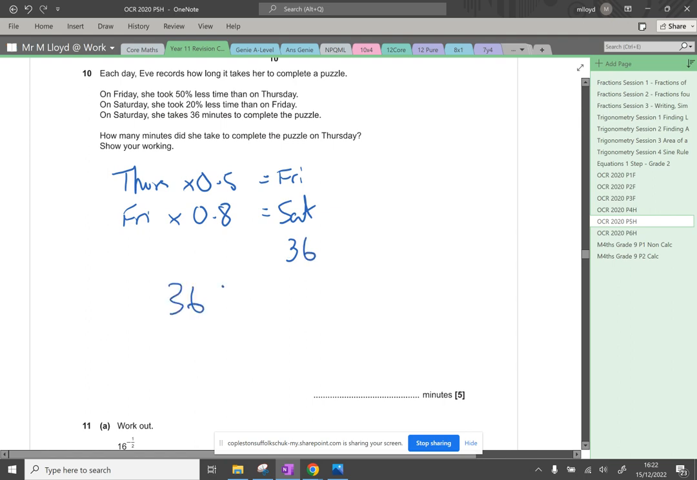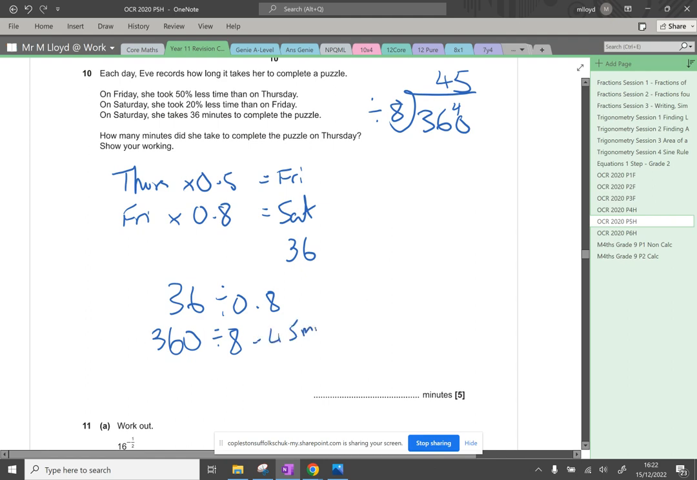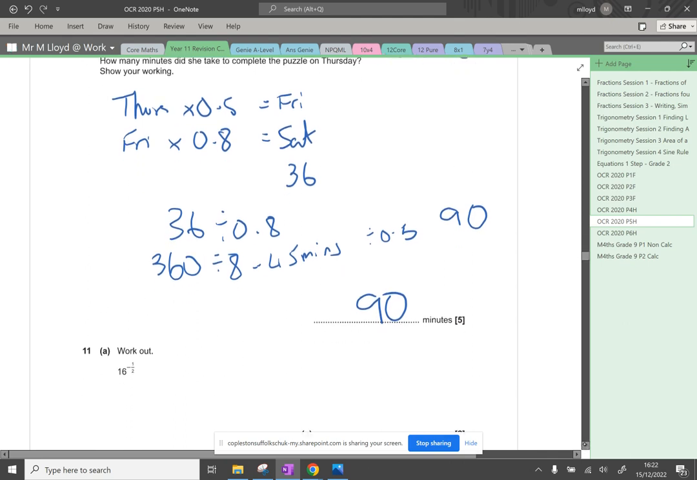So we need to do 36 divided by 0.8. Not keen to do that. So let's do 360 divided by 8 instead. 8s into 3 don't go. 8s into 36 go in 4 times with a remainder of 4. 8s into 40 go in 5 times, so 45 minutes. And then double it up to reverse that 0.5. So divide it by 0.5 gives us 90 minutes. Work out how many minutes it takes to complete the puzzle on Thursday: 90 minutes.